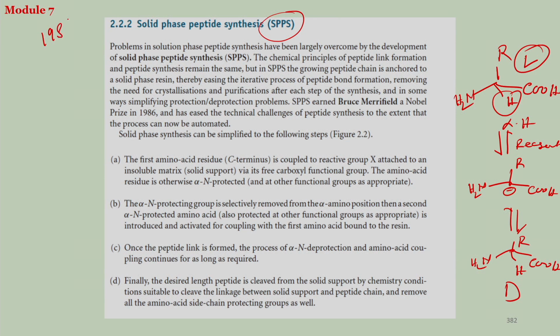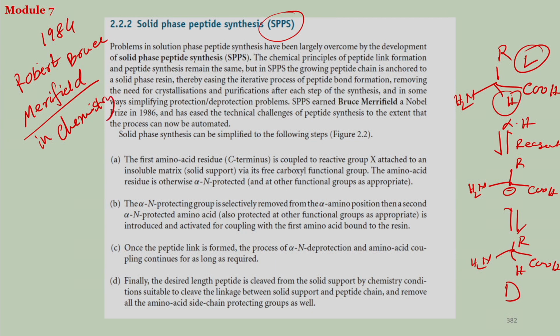And by the way, solid phase peptide synthesis has earned a Nobel Prize in 1984, and Robert Bruce Merrifield is the person who received Nobel Prize for his solid phase peptide synthesis protocol in chemistry. He is very famous person actually, Professor Merrifield. He has developed many other techniques, not only the solid phase peptide synthesis, but overall solid phase organic synthesis.